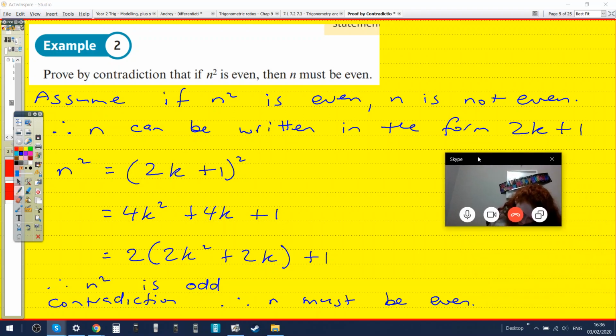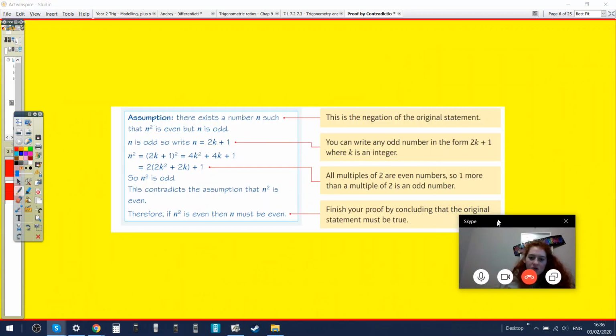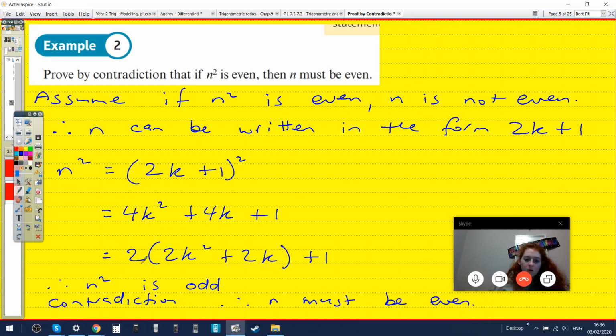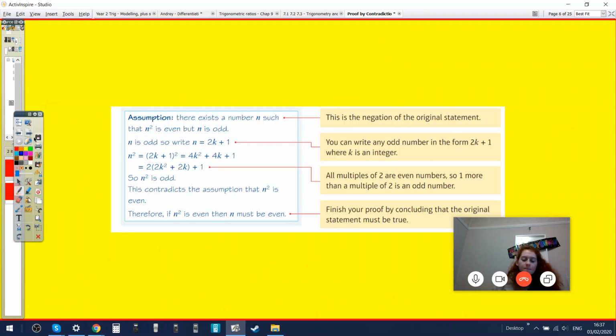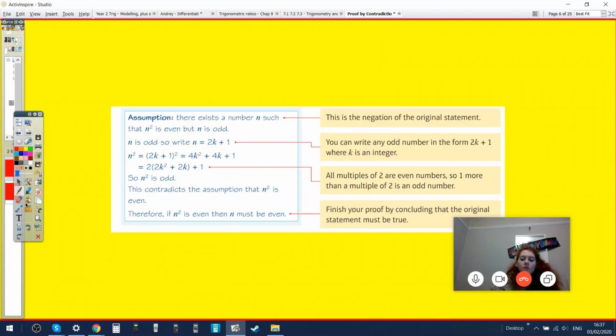Yeah. So n squared will also be even. So that proves... so I wrote down therefore n must be even. Okay, yeah. To get an even n squared. Yeah. Just copy and paste. Therefore, if n squared is even, then n must be even.